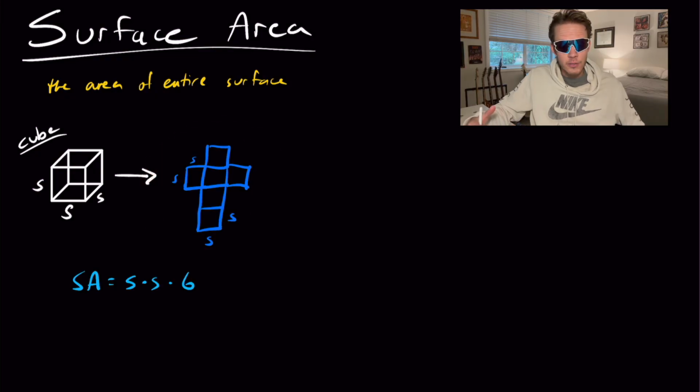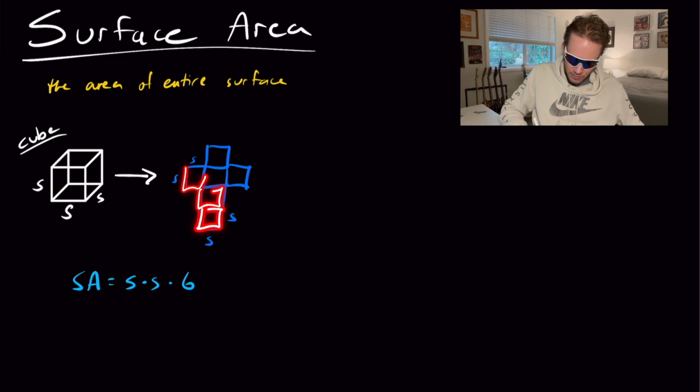We said at the beginning, surface area is just the area of the entire surface. We have our entire surface here flattened out. So if we find the area of each of these squares and then add them up, that's going to be our surface area. Remember, all of the dimensions, the length, the width, the height in a cube, they're all equal to each other.